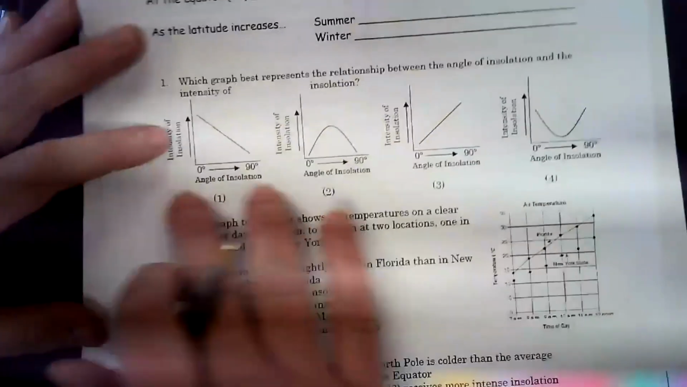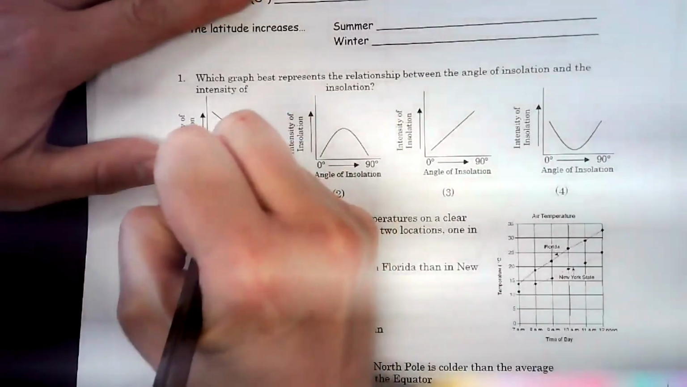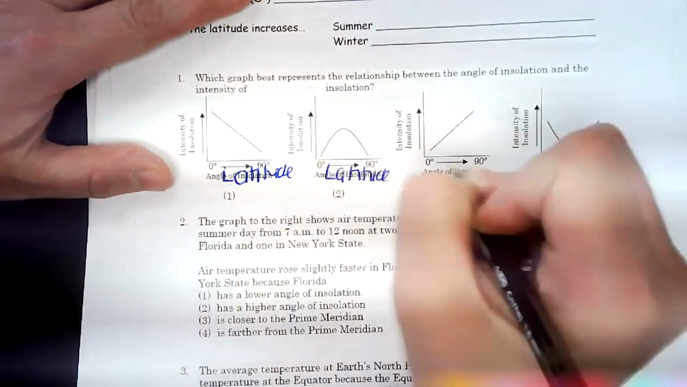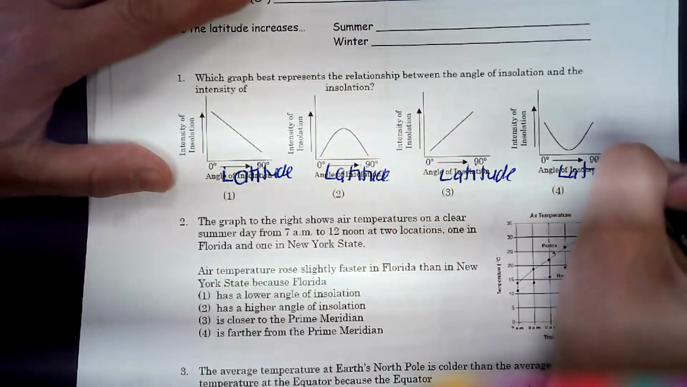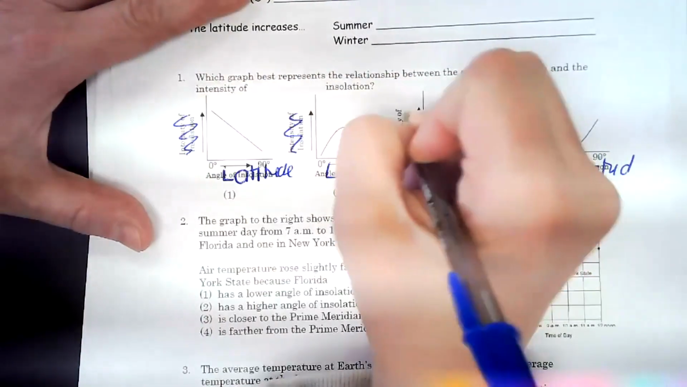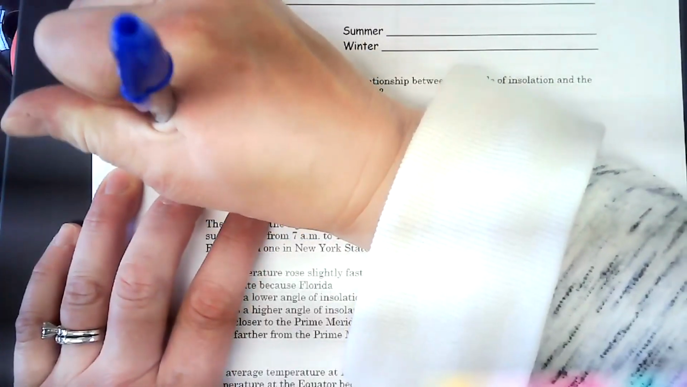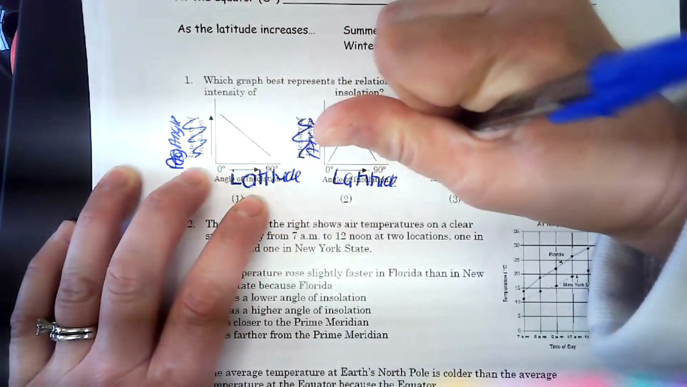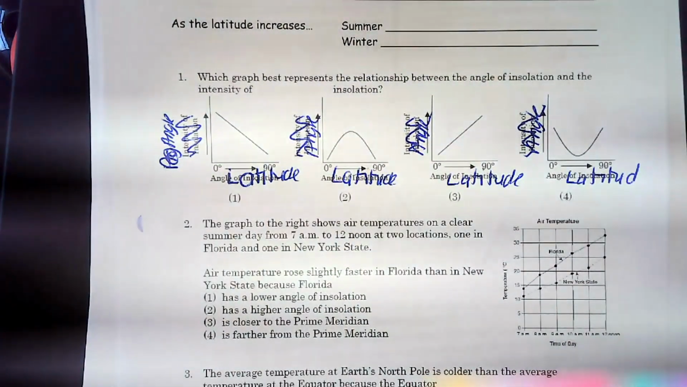What if instead of putting latitude, I put, oh, actually, you know what? I'm going to go back to latitude here. So same x-axis as the last one. But what if instead of intensity, I put angle of insolation? So now I kept that same X as before. Now I changed the Y.